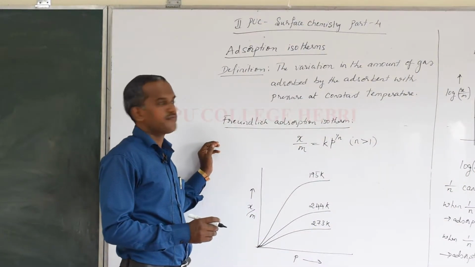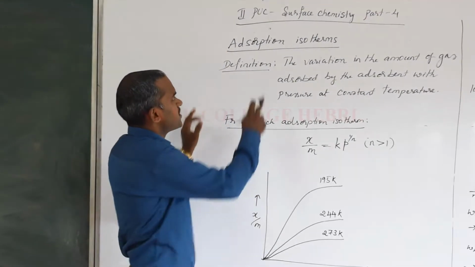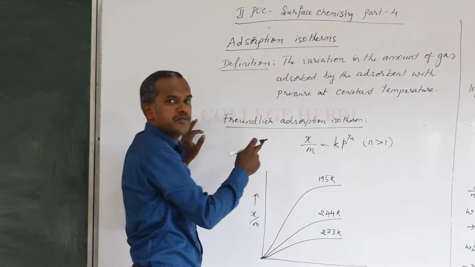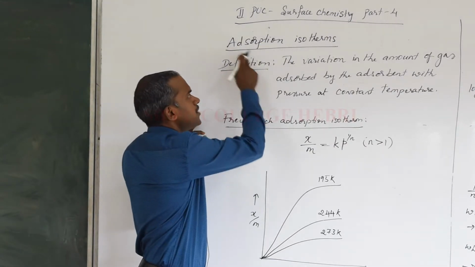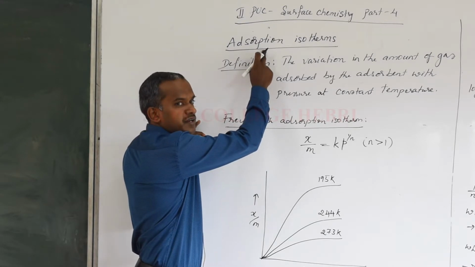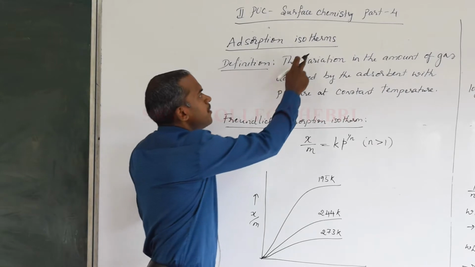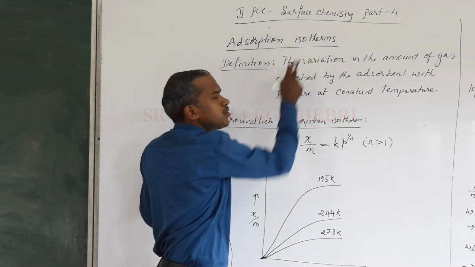Hello students, after understanding what is adsorption, today let us understand what is adsorption isotherms. You already know adsorption is a process of accumulation on the surface of a solid. It is usually liquid or gas molecules that are accumulating. Now coming to the term, what is isotherm?